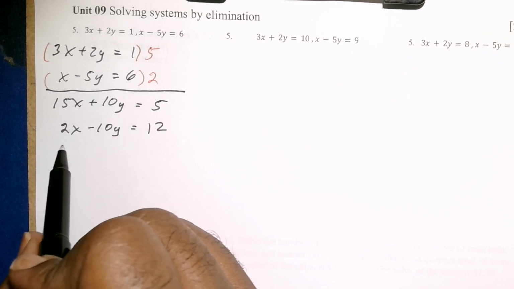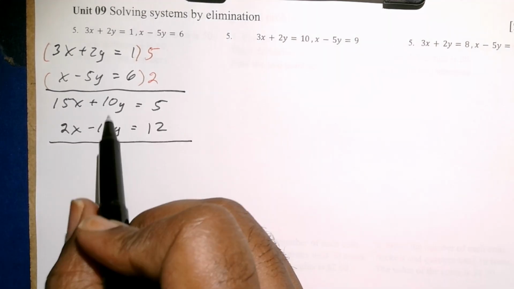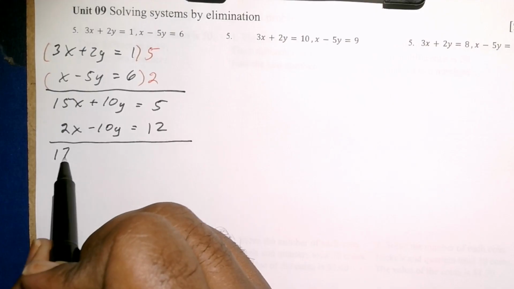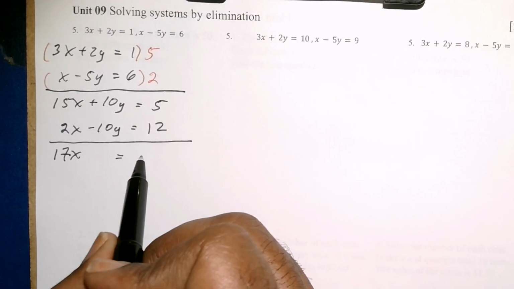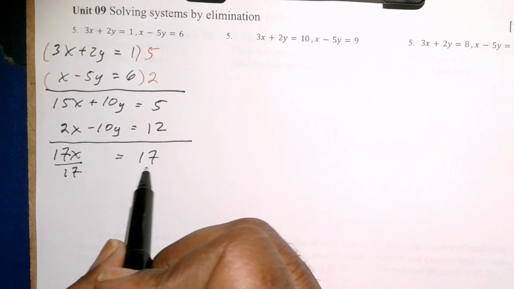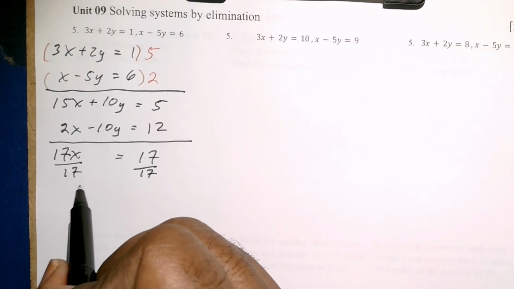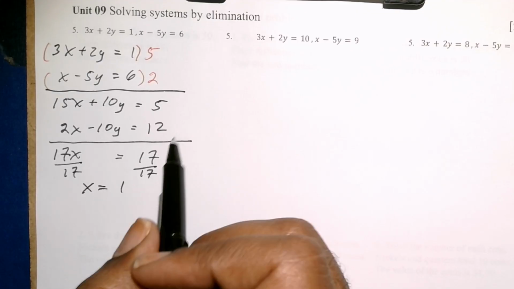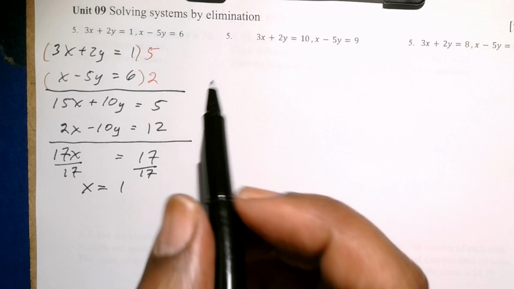Okay. And now we can combine them since we have additive inverses here. This will give us 17x equals 17. Now, we'll divide both sides by 17 to isolate x, and we get 1x equals 1. Okay, that solves for x.